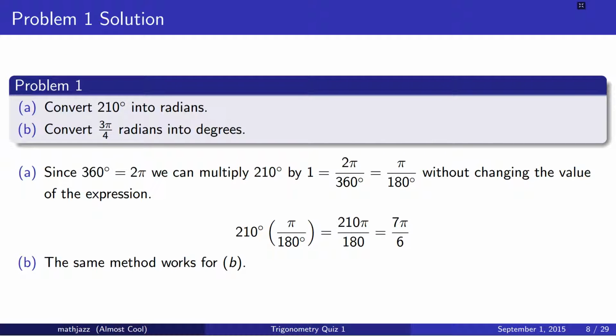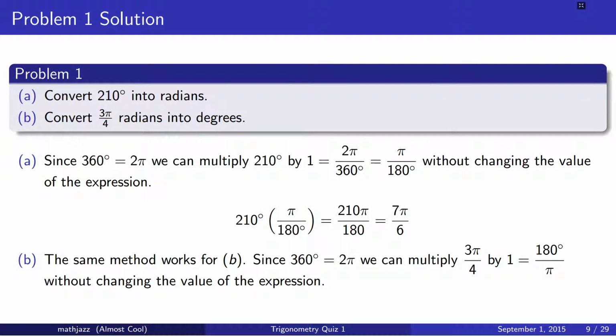Part B is done precisely the same way, with the exception of, since we are converting from radians into degrees, instead of having pi on the top of the fraction and 180 degrees in the denominator, we will flip the fraction. We'll have 180 degrees as our numerator and pi as our denominator. Multiplying by this fraction does not change the value of the expression.